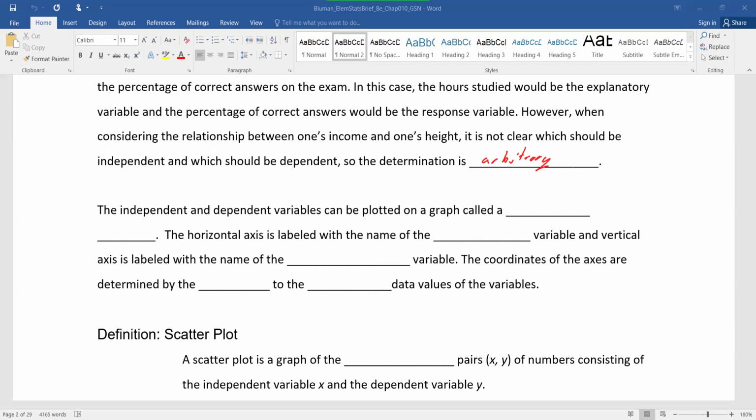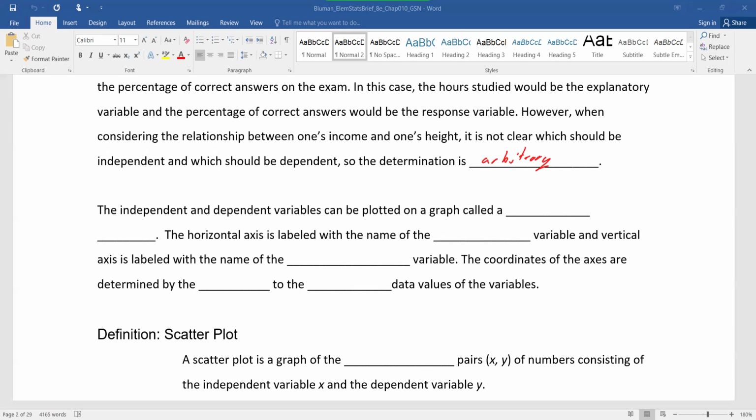You don't know that, because it could be. I could argue too that the more money I have, the taller I am, or it could be that depending on how tall I am, I make more money. So it's really hard to determine which one's independent or dependent, because it can kind of go both ways.